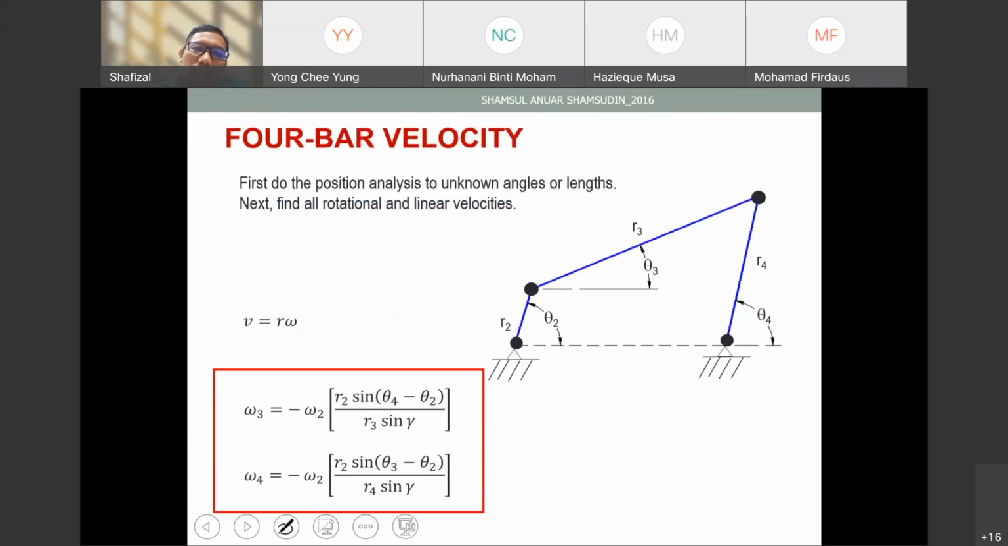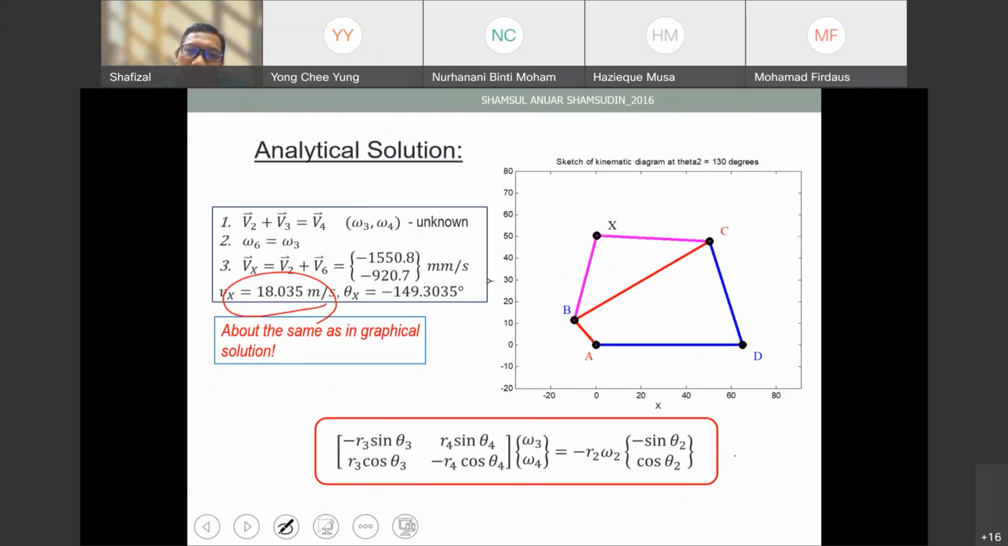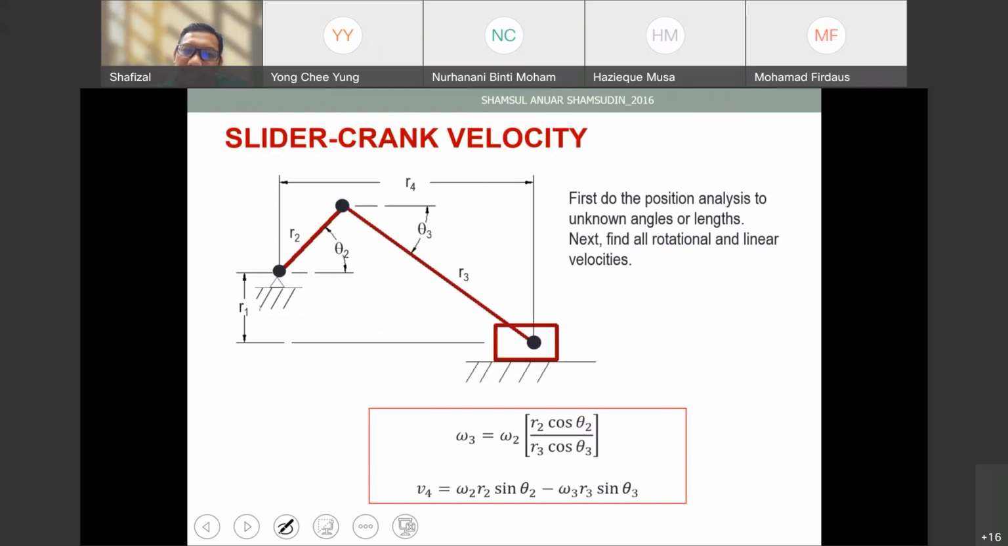Ataupun we can also find it, okay, using circuit diagram. For example, using the slider crank velocity. Okay, so this one, for slider crank velocity, kan kita dah belajar cari position. Right, we have learned how to find this position using the circuit diagram. Kita dapatkan minggu lepas gunakan circuit diagram, circuit 1, circuit 2 untuk 4 bar. And then kita ada offset and also inline for slider crank.